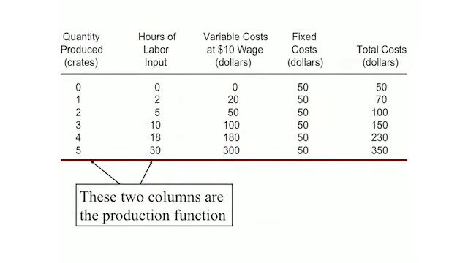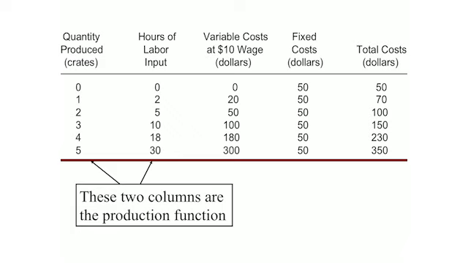Focus first on the first 2 columns. The very first column gives you the quantity produced by the farmer in crates. The second is how much labor it takes to produce the crates. We'll give an example in terms of hours. As you can see, the more crates that are produced, the more hours of labor are required. 1 crate takes 2 hours, 5 crates takes 30 hours, etc. That's what we mean by the production function, just simply that relationship.